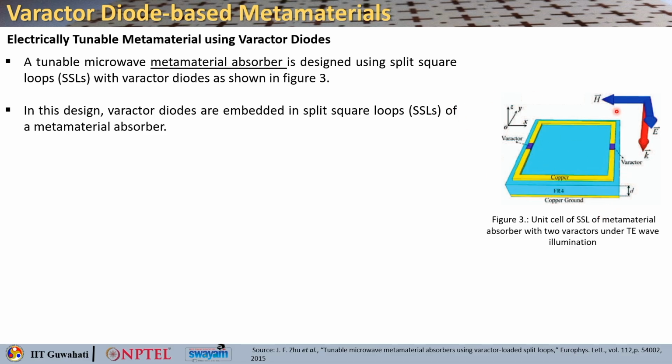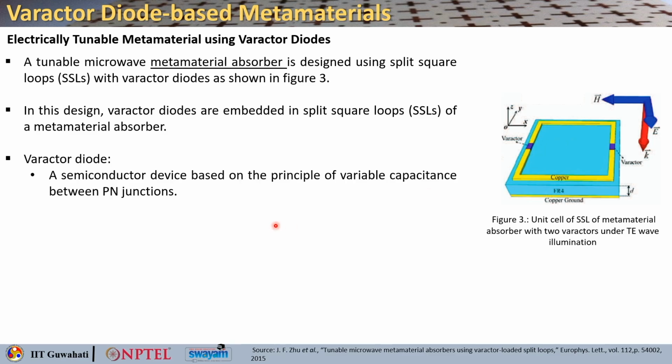You can see the structure carefully. This is a copper loop. Below this there is an FR4 substrate of thickness D, and then you have a copper ground plane on the other side. This is the direction of the wave incident, and then this is the electric field and magnetic field direction. So you are considering the two varactors under TE wave illumination.